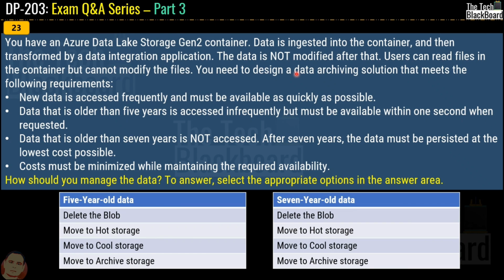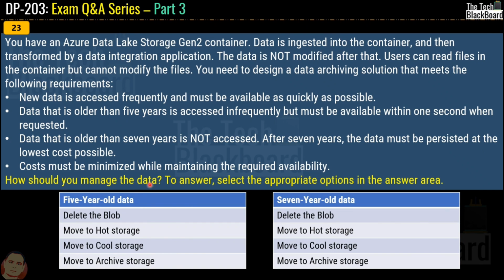Now you need to design a data archiving solution that meets the following requirements. The first requirement is new data is accessible frequently and must be available as quickly as possible. Then we have data that is older than 5 years is accessed infrequently but must be available within 1 second when requested. The third requirement is data that is older than 7 years is not accessed. After 7 years, the data must be persisted at the lowest cost possible. Then the last requirement is that the cost must be minimized while maintaining the required availability.